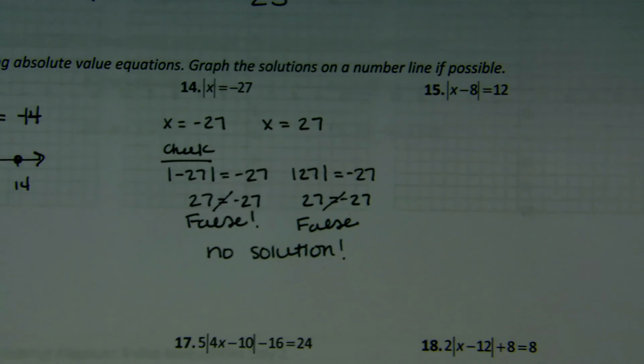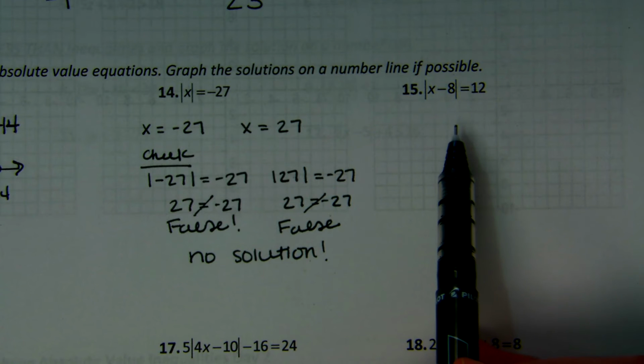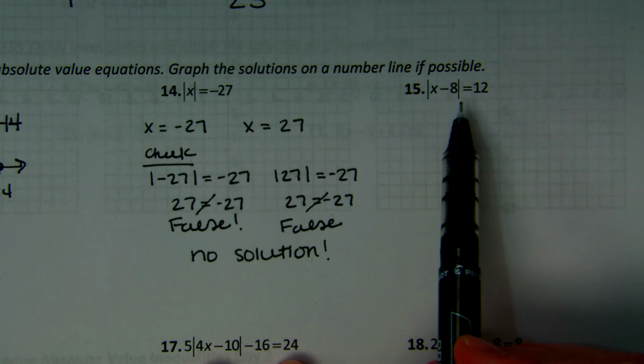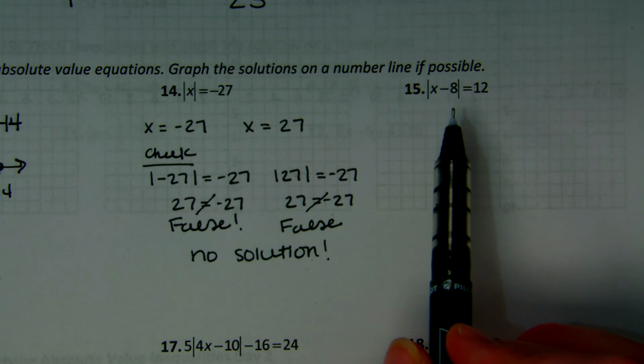All right, let's look at number 15. Here we actually have an equation to solve after we write 2, which is exciting. This is the absolute value of x minus 8 is equal to 12. We do not need to do anything before we write 2 equations, the absolute value is alone.